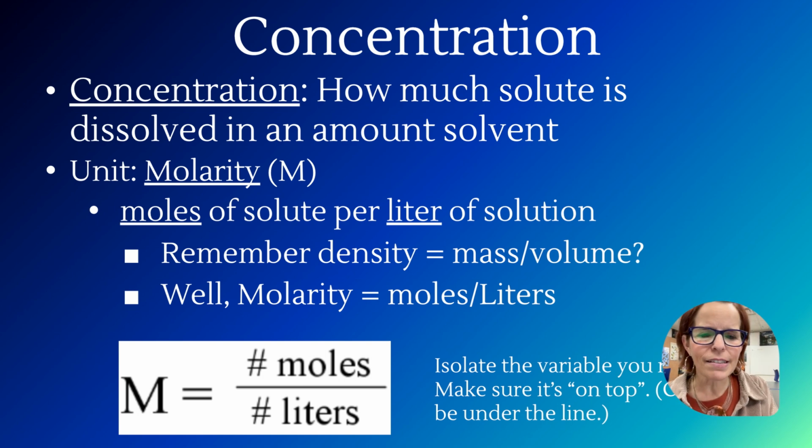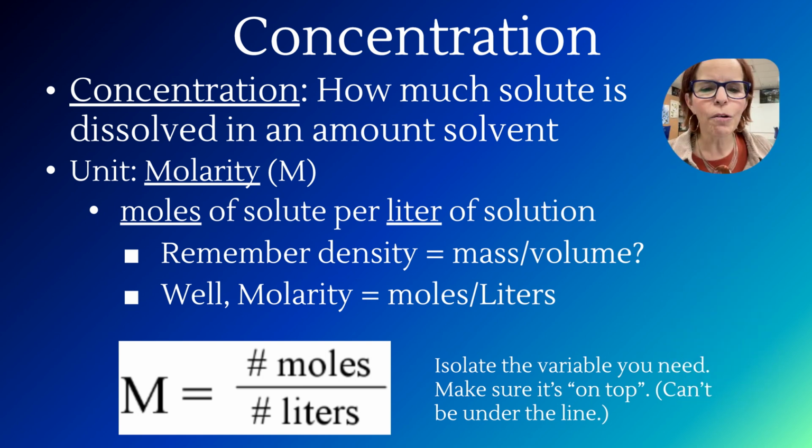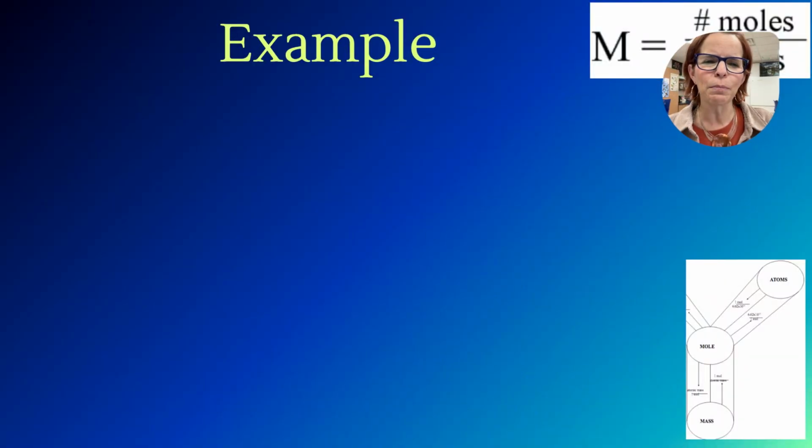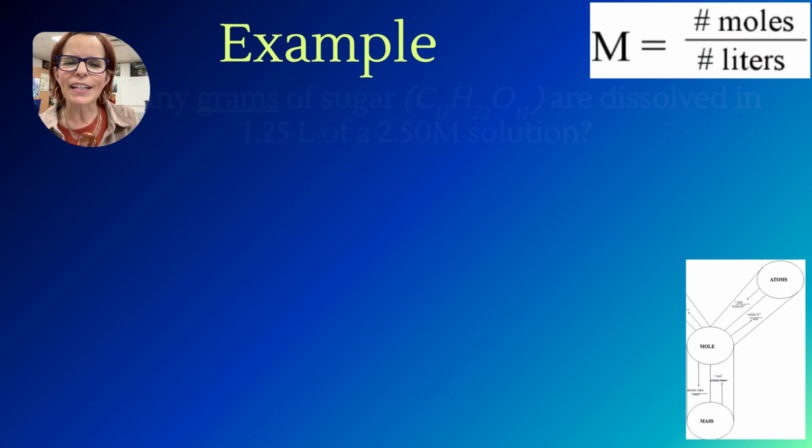So then it says, isolate the variable that you need. So you want the variable that you're looking for. Let's say you're looking for number of liters in a particular problem. It's on the bottom. So somehow I've got to get the number of liters on the top and all by itself, not with any of the others. That's using your algebra to get it isolated, and we have done that kind of math before. So we'll give you a little example problem here. Okay, so let's try this problem.